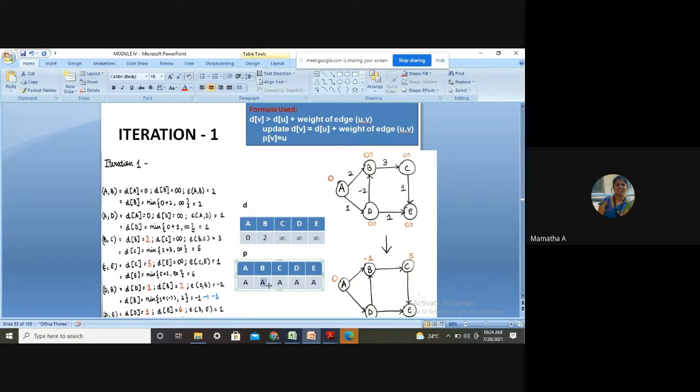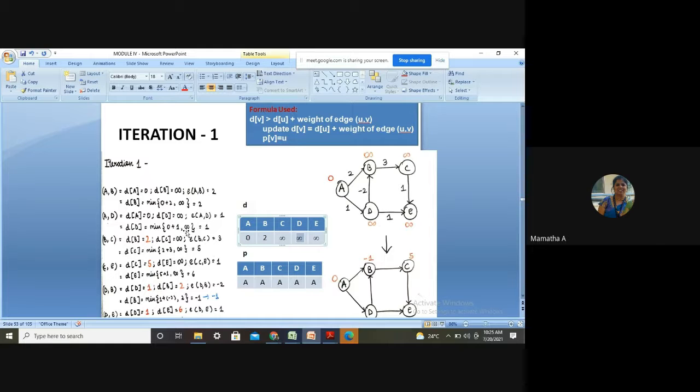Are you understanding? Next, take the edge A comma D. What is U in this case? A. What is V? D. Again, what is d of A? d of A is 0. Then d of D, you can observe, is infinity. The edge weight between A and D is 1. Again, what should you update? d of V. d of D is infinity.